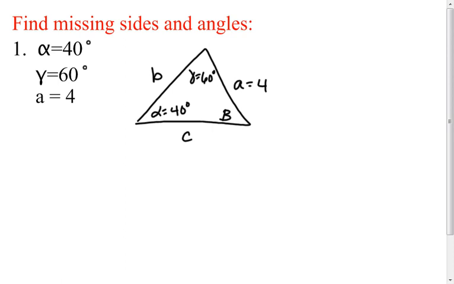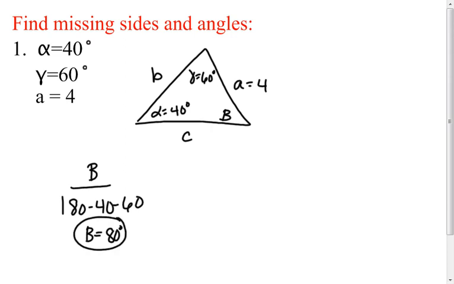The first thing that I'm going to find, because it's the easiest, is angle beta. Obviously there's 180 degrees in a triangle, so when I find angle beta, I will go 180 minus 40 minus 60, and beta will come out to be 80 degrees. I did not have to round it or anything.